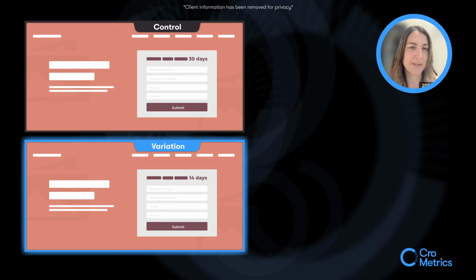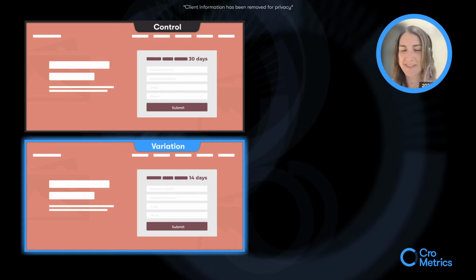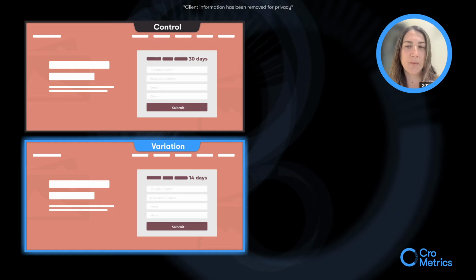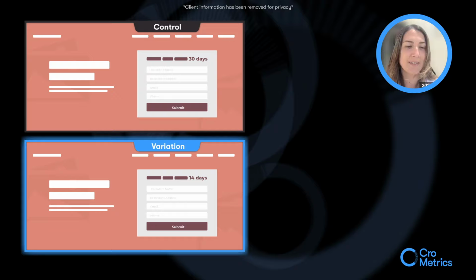And this, I think, shows the importance of not just looking at the overall picture. Sometimes it's good to get granular and segment your data to really find out which audiences your test is working for. So that's a great test to showcase that.